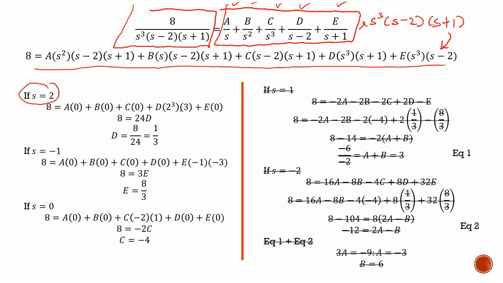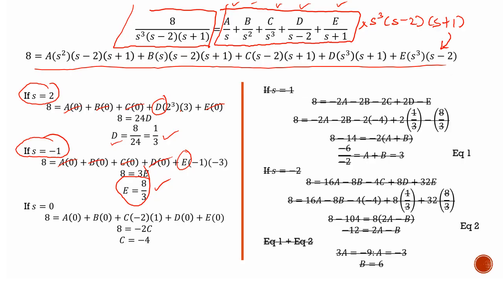If we multiply this value, we will get mostly by cancelling out all the unknowns of A, B, C, and E, leaving us with only D. So D will be taken as D equals 1 over 3. Now, if you substitute S with -1, we will cancel out all of these unknowns that are 0, and we are left with E. So E equals 8 over 3.